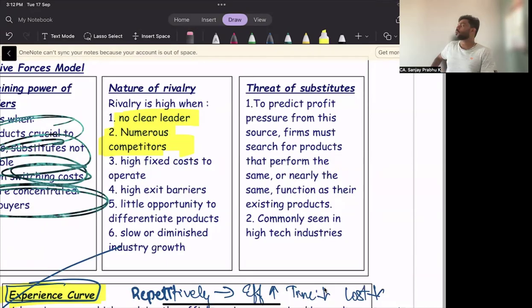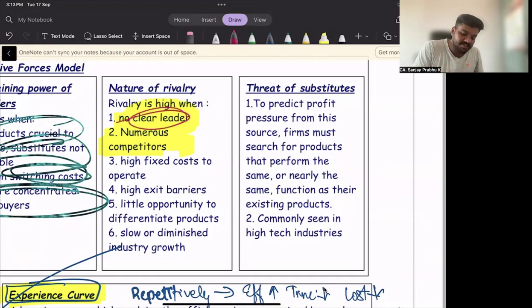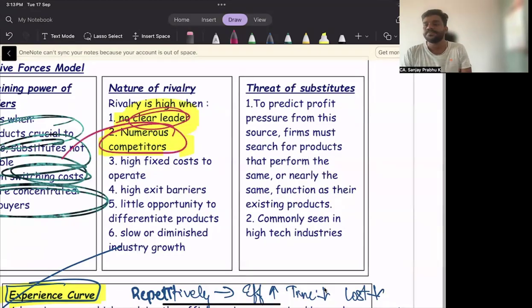See, in our school days, there will be one leader to monitor our class, right? When there is a leader standing there monitoring, the class will be silent. Even if there is a leader, if the number of students is too much, there is no purpose in having the leader. In the same way, if there is no leader, the rivalry will be very high. Even if there is a leader, if the competition is very high, the leader is of no use.